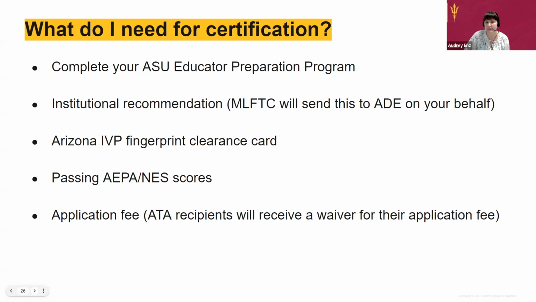And then the last thing we're going to talk about here is what you need for certification. So you're going to need to complete your ASU program. You're going to need to have that institutional recommendation sent. Again, I will be sending this to ADE on your behalf. You're going to need your Arizona IVP fingerprint clearance card. You want to make sure that that is still valid and is not expired. You'll need to have your passing AEPA or NES scores, and then you'll need to have your application fee.